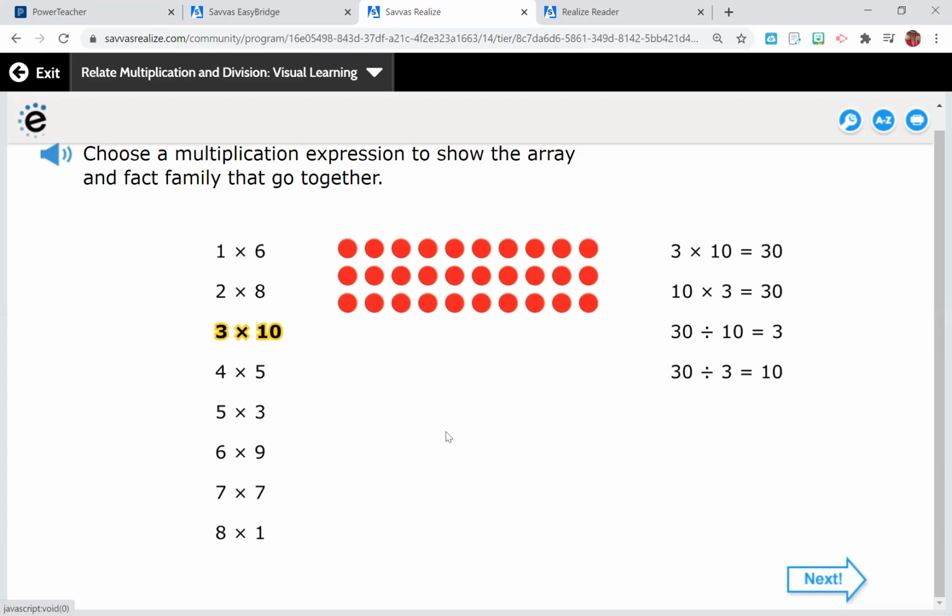At the bottom of your page, where it says convince me, it says 4 times 7 equals 28 is one fact in a family. Draw an array for this fact. Write the other 3 facts in the fact family. So we're going to look at that one together.